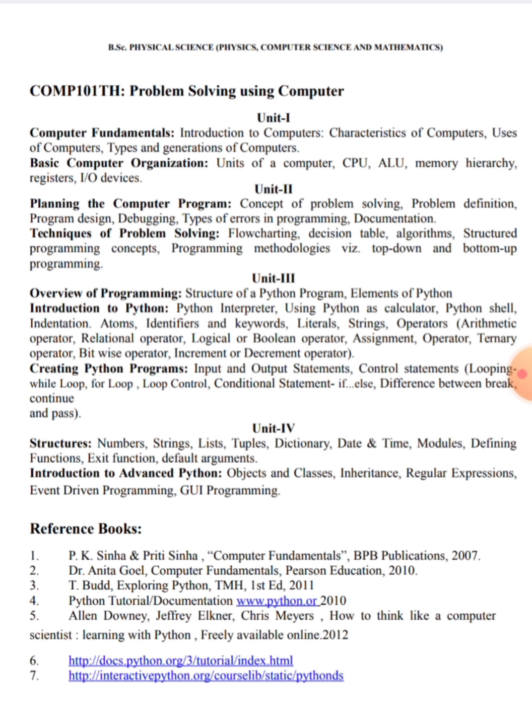Now coming to the last unit, in the last unit we will learn about structures, numbers, strings, lists, tuples, dictionary, date and time, modules, defining functions, exit function, and default arguments in the context of Python language. And in the second part of unit 4 we will know about introduction to advanced Python, in which we will learn how to use object classes, inheritance, regular expressions, event driven programming, and graphical user programming.